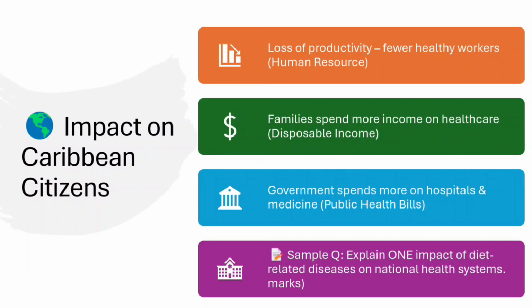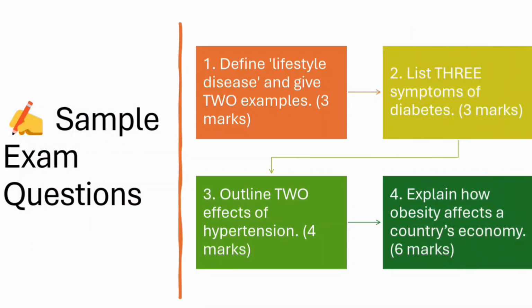All right, and we're moving right along to some sample questions that may also come from this section. 1. Define lifestyle diseases and give 2 examples of each. 3 marks. 2. List 3 symptoms of diabetes. 3 marks. 3. Outline 2 effects of hypertension. 4 marks. 4. Explain how obesity affects a country's economy, right?